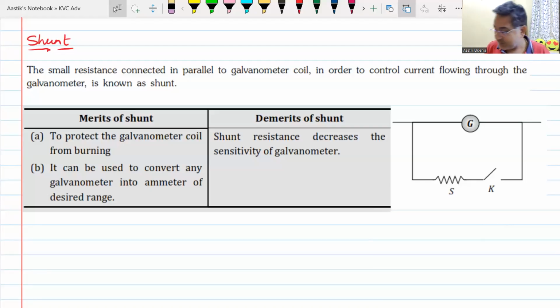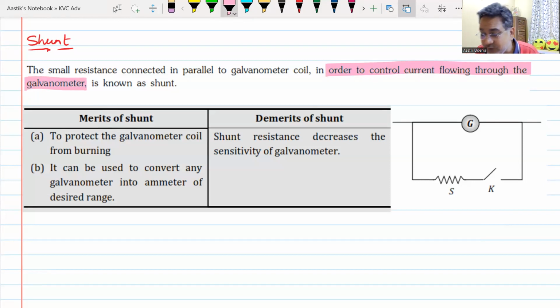Then the last thing for today's class is shunt or shunting. Whenever we use the word shunt, shunt resistance, it is a resistance which is connected in parallel. Normally, a small resistance is connected in parallel to the galvanometer in order to control the current flowing through the galvanometer. Remember, a galvanometer is a very sensitive device. If a large amount of current flows through it, the galvanometer will malfunction and it will be destroyed. So we want to control the current that flows through the coil of the galvanometer. Therefore, we connect a small resistance in parallel to the galvanometer. That resistance is known as the shunt resistance.